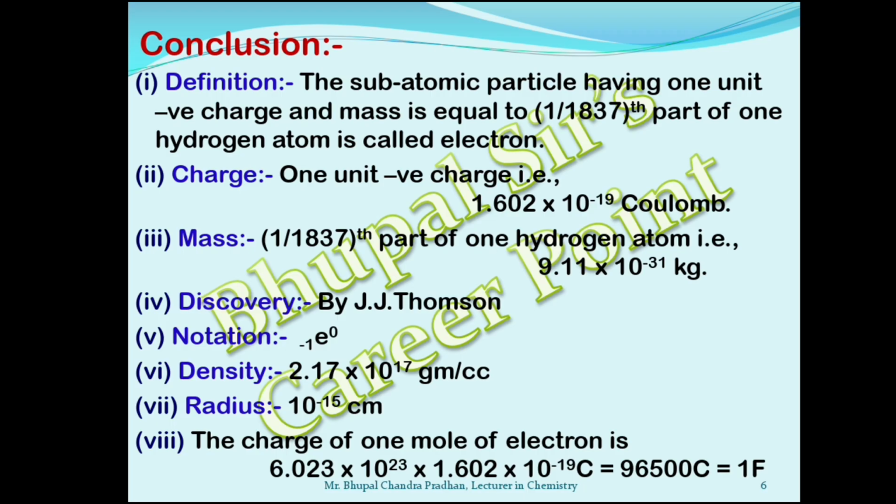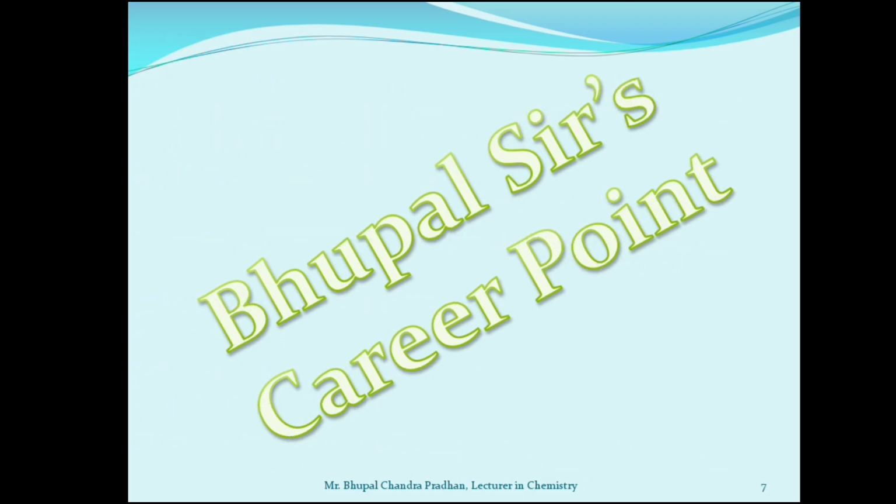Now let us look at protons. After the discovery of electrons, it is concluded the atom must consist of electrons. If the atom consists only of electrons, then the atom should be negatively charged, but the atom is electrically neutral.